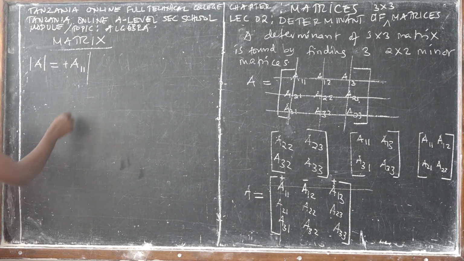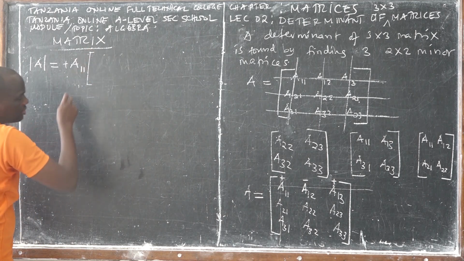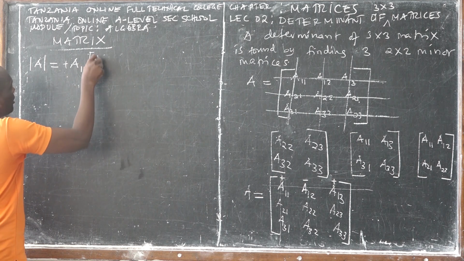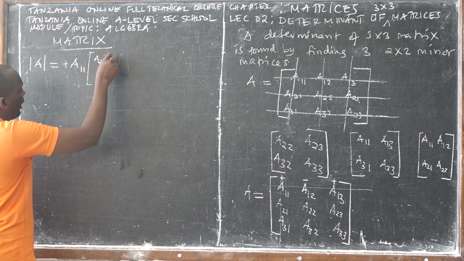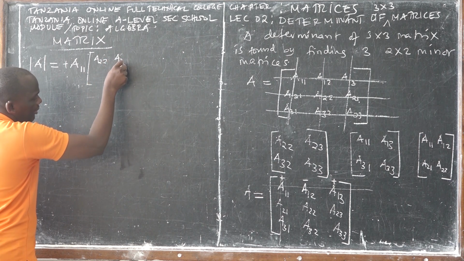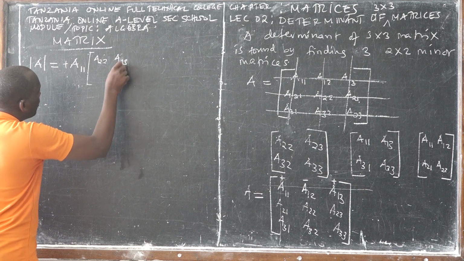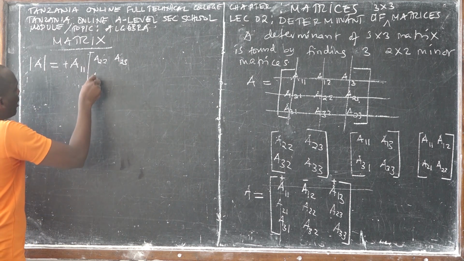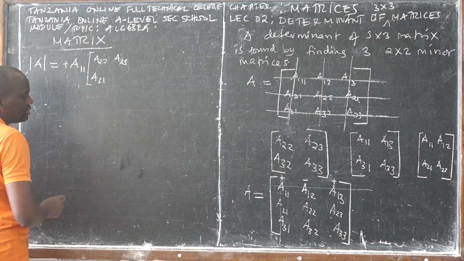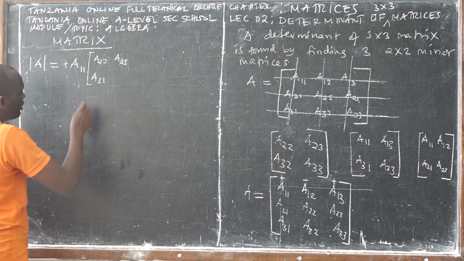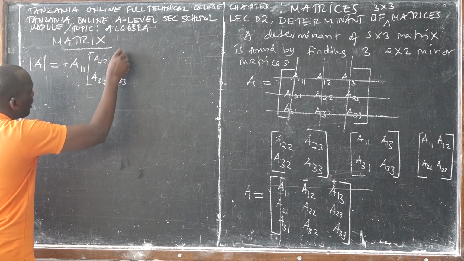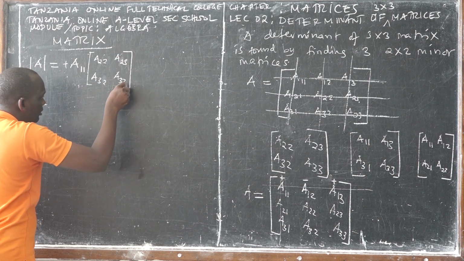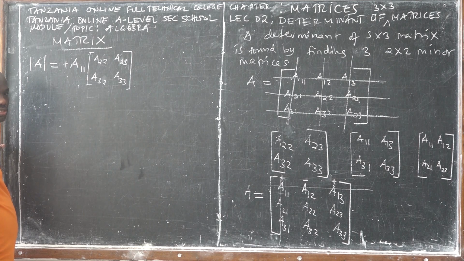What will be our minor matrix? Say it loudly. A22, A23, A32, A31, A32, and the A33. This is our first minor matrix.